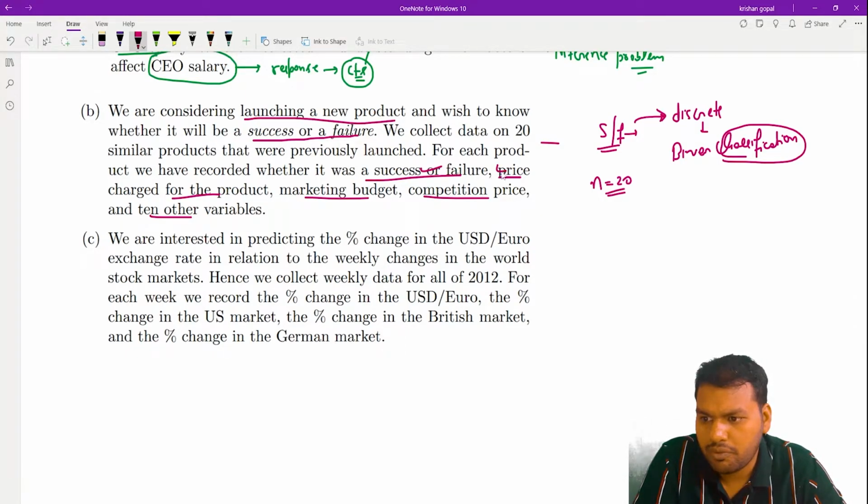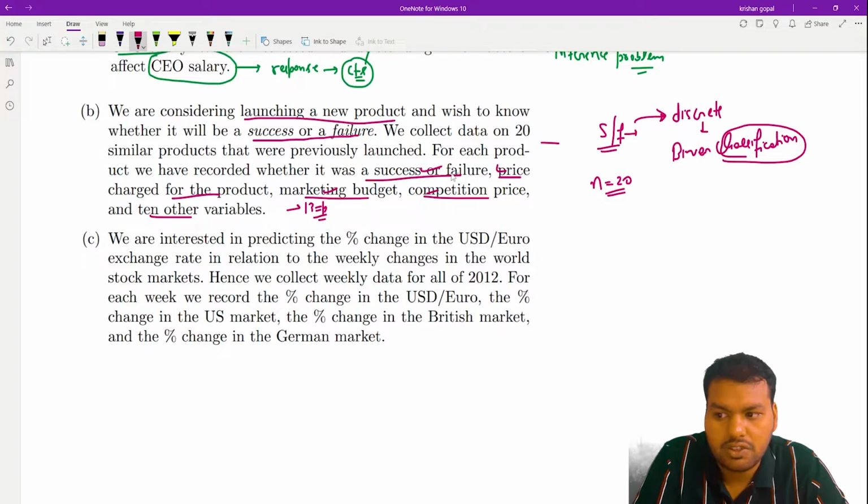So these are predictor 1, 2, 3, and 13 is the number of predictors here. 13 is the p value here. And for each product we have recorded whether it was a success or failure. So this is our target. This is our target value. The answer I give is that it is already a classification problem.